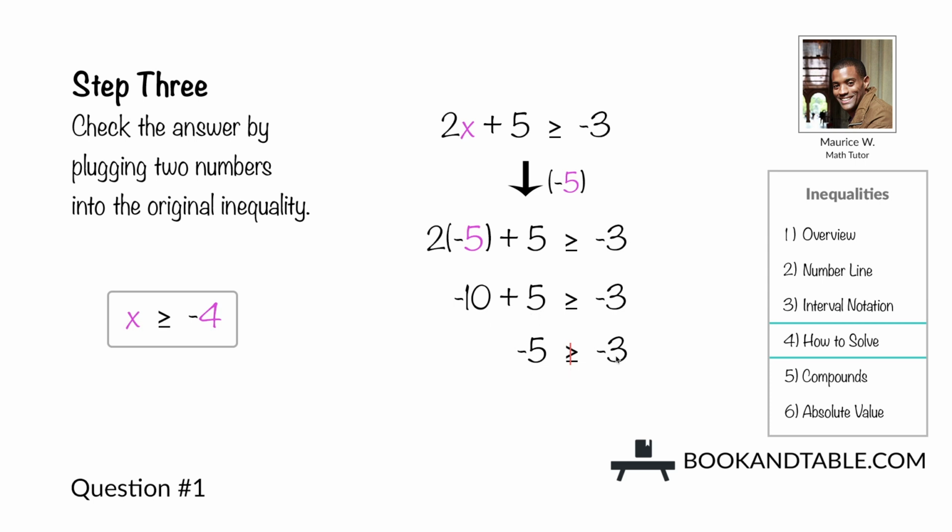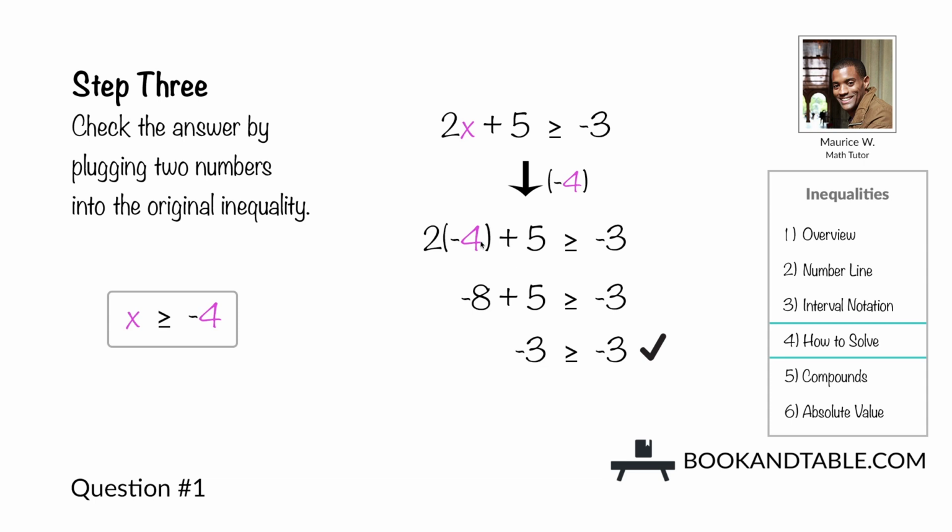And that leaves us with a false statement because negative 5 is not greater than negative 3. So negative 5 does not work. But let's try negative 4. 2 times negative 4 is negative 8. Negative 8 plus 5 is negative 3.